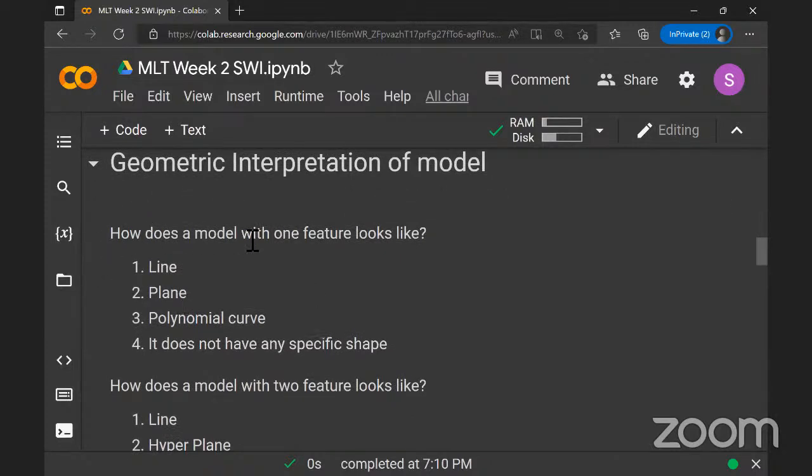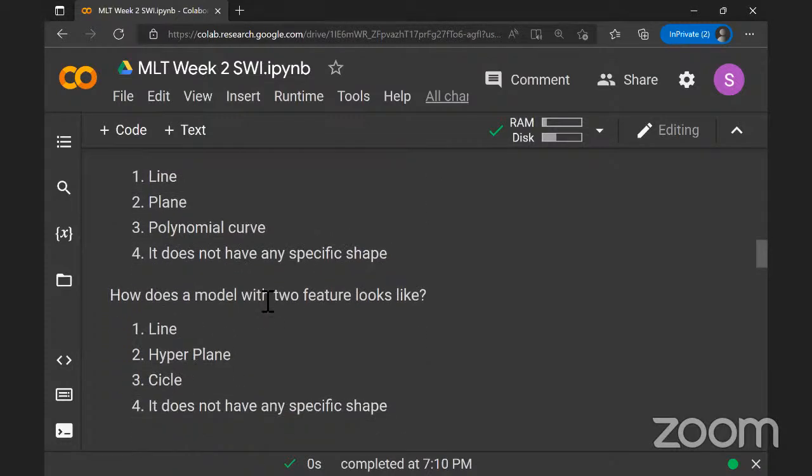Geometric interpretation of the model. How does a model with one feature look like? Line, plane, polynomial curve. It's not any specific shape. Line. Absolutely right. Line is the correct answer. How does a model with two features look like? Line, hyperplane, circle. It does not have any specific shape. Hyperplane. Absolutely right. So when you have two features, the weight vector will have 3 parameters. And if you draw the loss function in 3D, you will get a hyperplane.